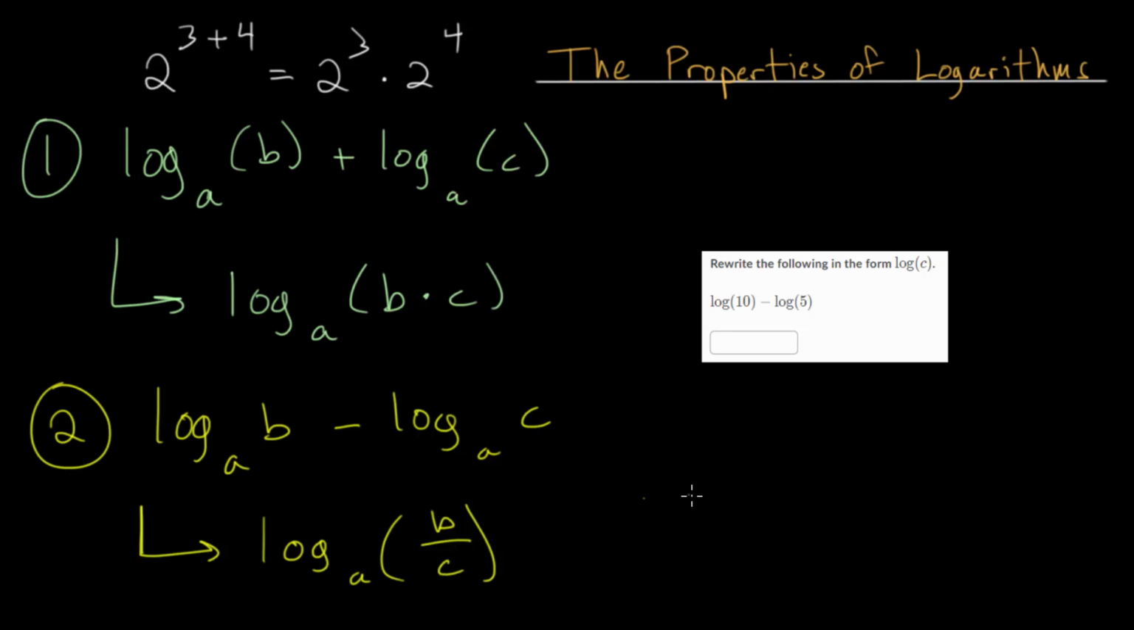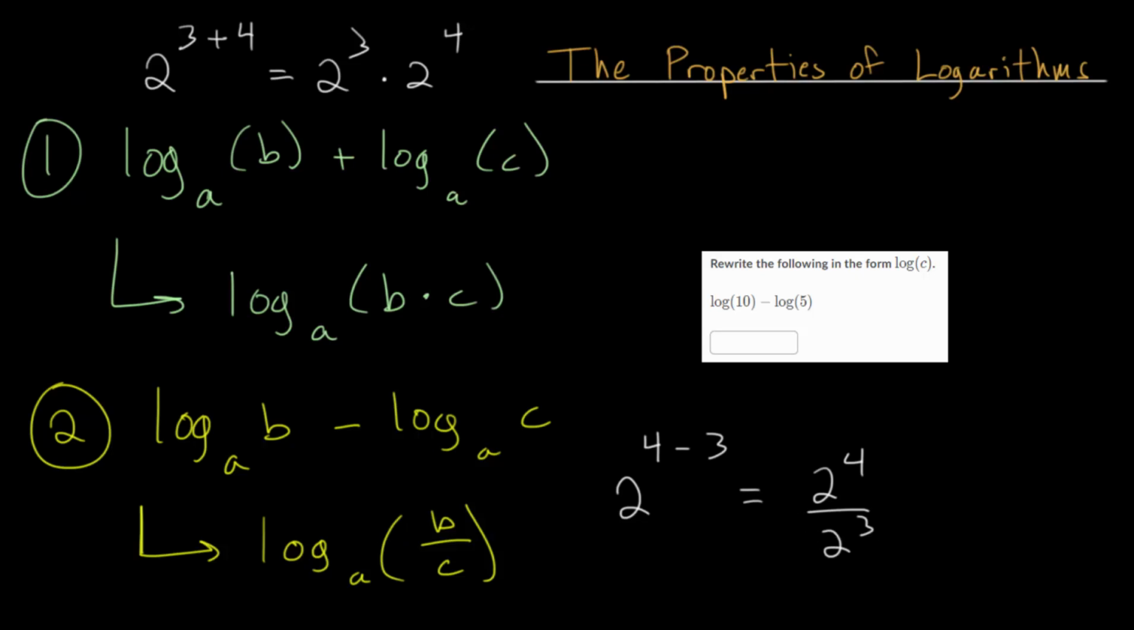And again, this is very similar to our exponent properties, where if we have 2 to the 4 minus 3, this is just equal to 2 to the fourth divided by 2 to the third power.